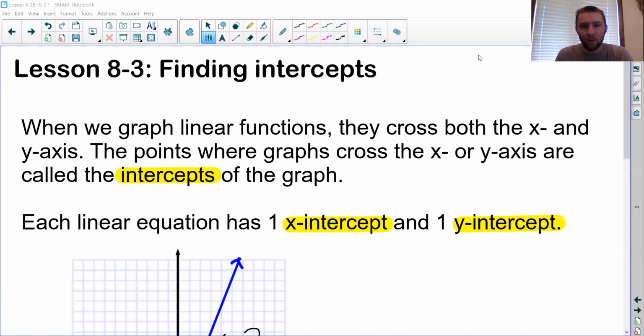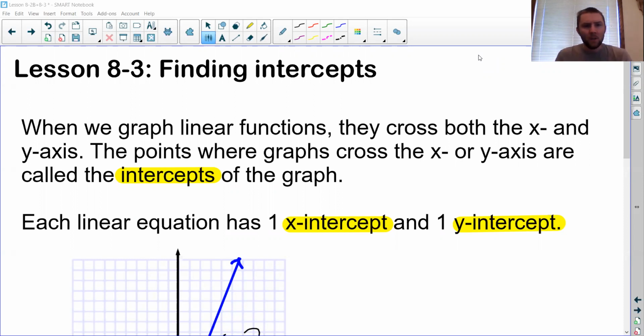In this video we're going to continue our discussion of linear equations, and specifically we're going to talk about the intercepts of a linear equation, what they are, how we can find them, and how they will help us to graph linear equations.